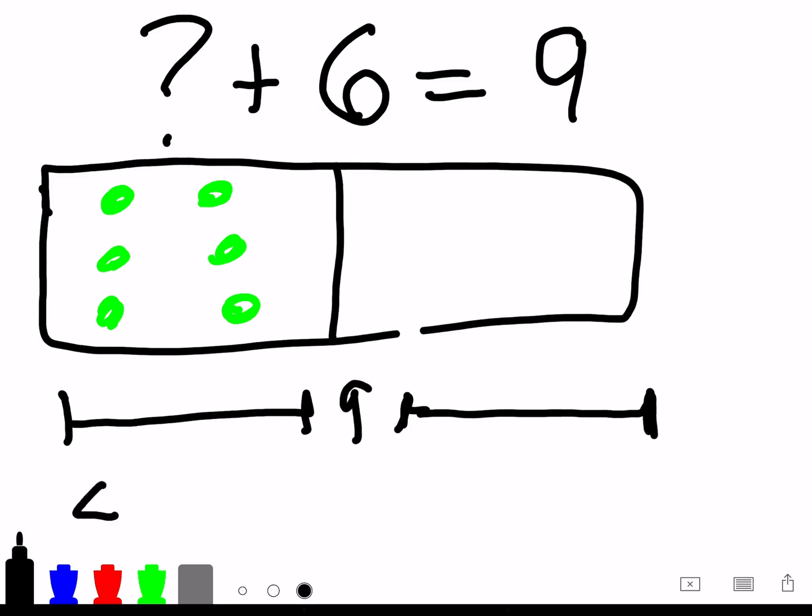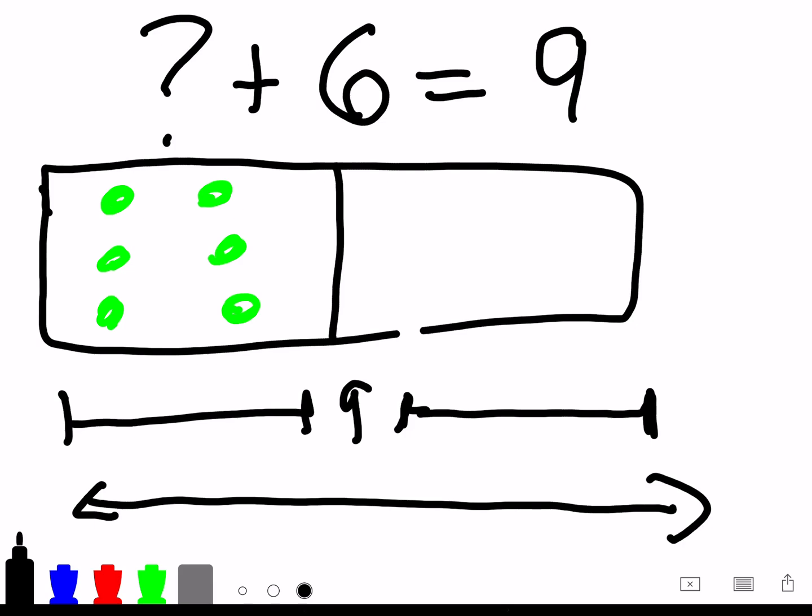So we can write in our number line down here. Since we have 9, we can make one up to 9. So 1, 2, 3.